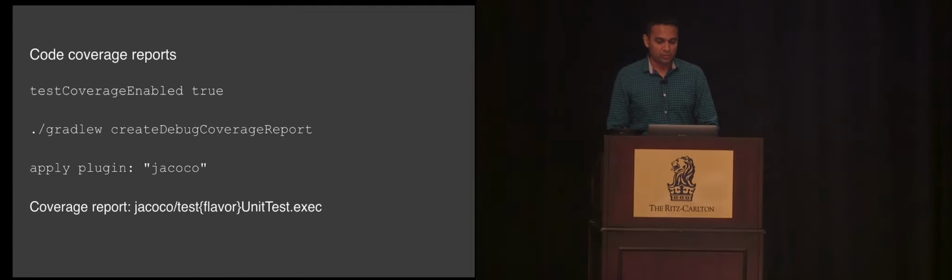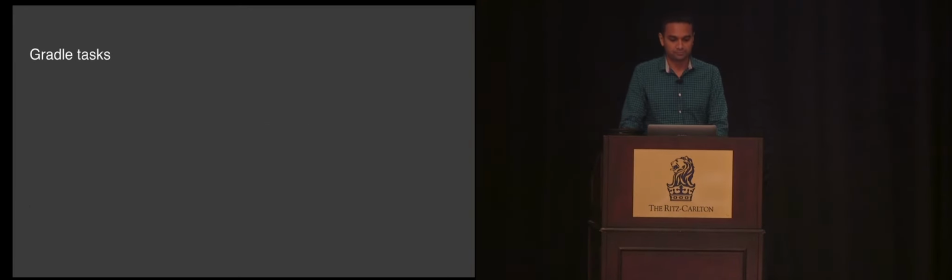If you don't get the coverage report, you probably want to apply plugin JaCoCo. JaCoCo stands for Java Code Coverage. This will create the coverage report within this folder in the build directory. This is just the raw coverage report. So you have the instrumentation test coverage report and the raw unit test coverage report, and you want to merge them together. So you'll have to write a custom Gradle task for that.